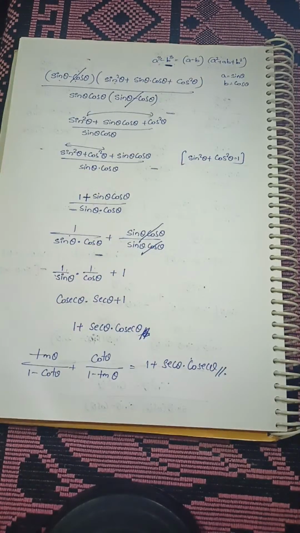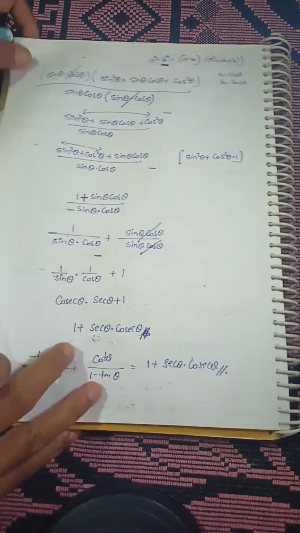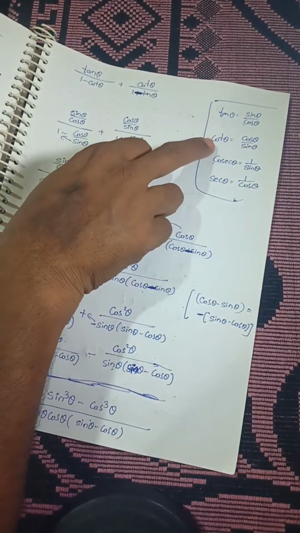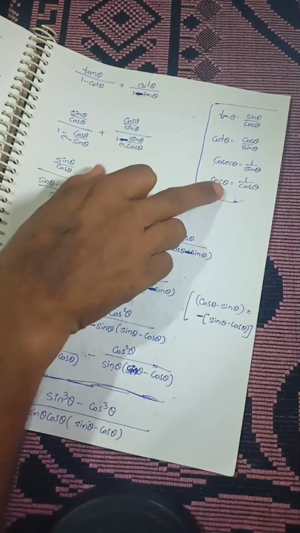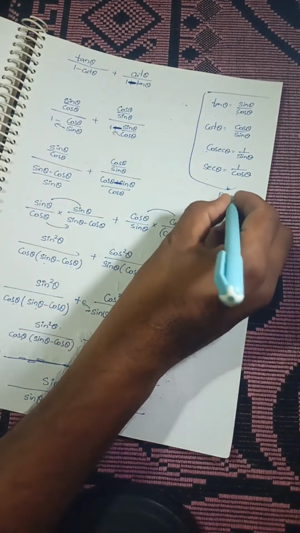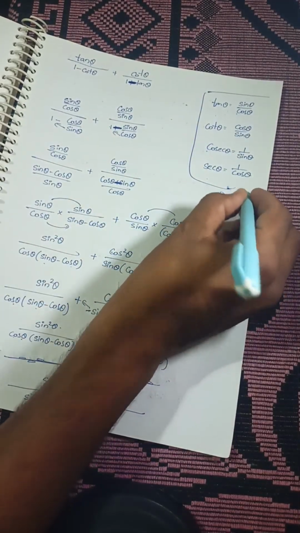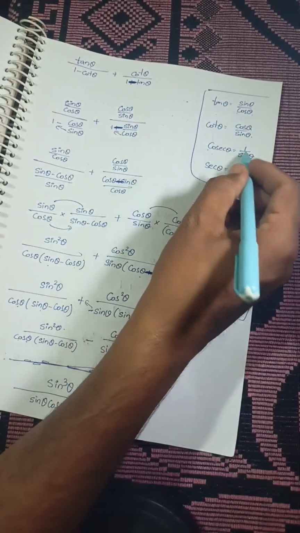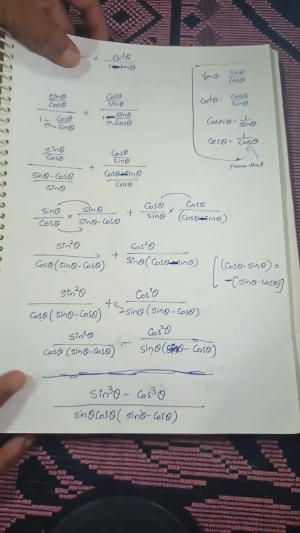So very simple. As I said, whenever you get the values tan theta, cot theta, cosecant theta and secant theta in a question, prove that, we have to convert all these values in the form of sine and cos: tan as sin by cos, cot as cos by sin, cosecant as 1 by sin, secant as 1 by cos. So I am keeping this one for 2 more minutes.